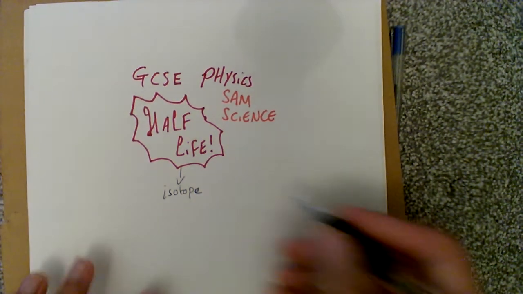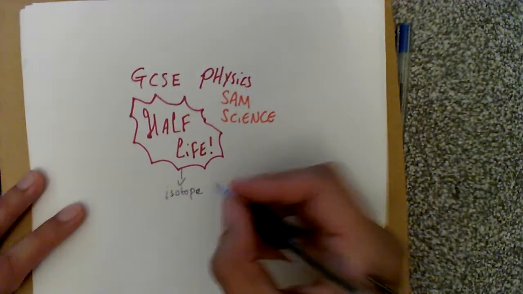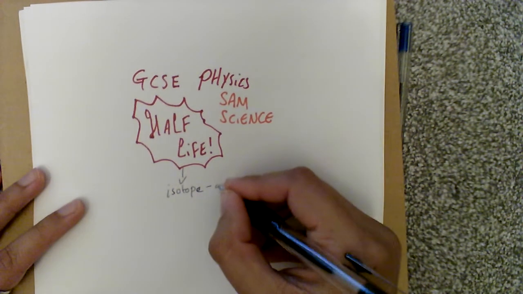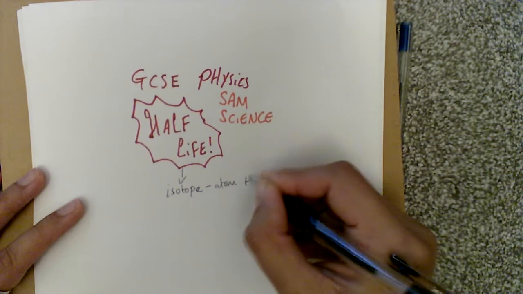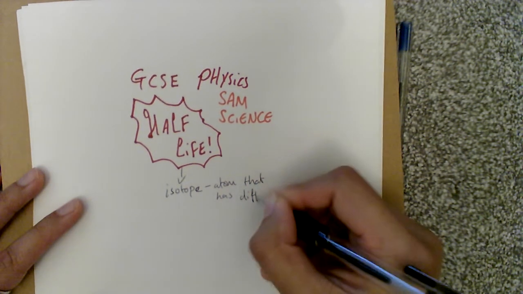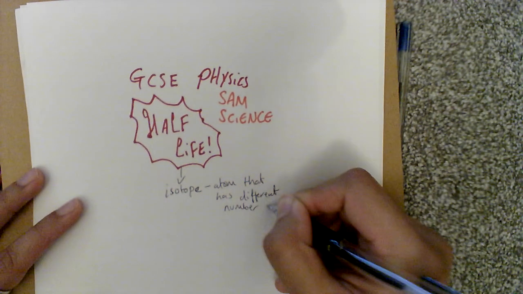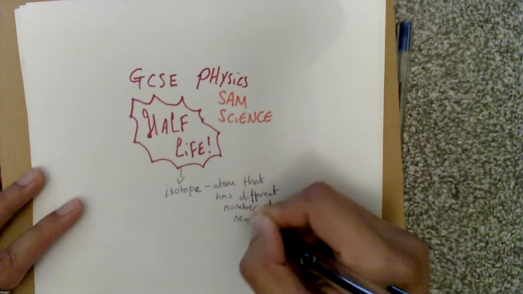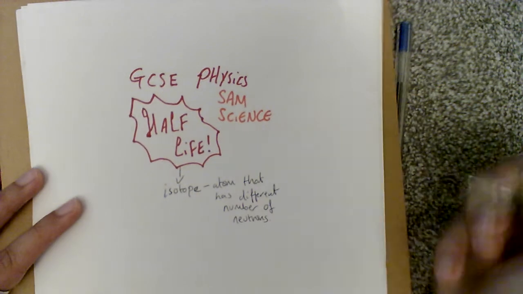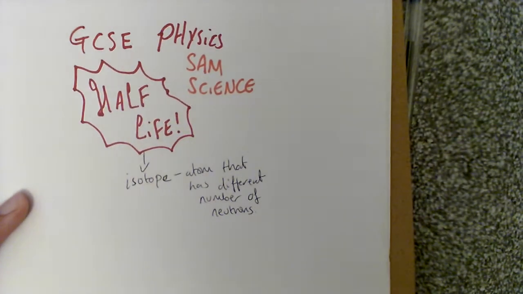So an isotope, if you remember from chemistry, so C1, an isotope is an atom that has a different number of neutrons, but protons and electrons are pretty much the same. Okay, so that's what I mean by an isotope.